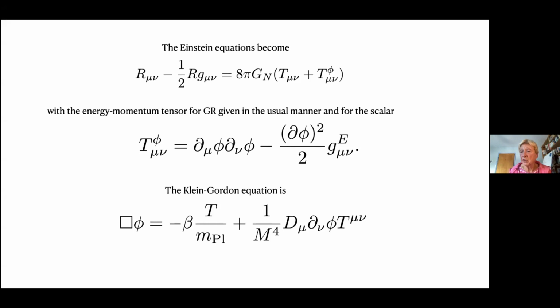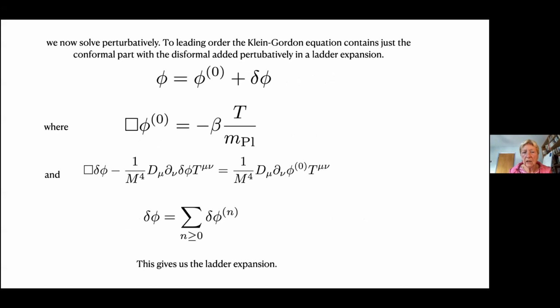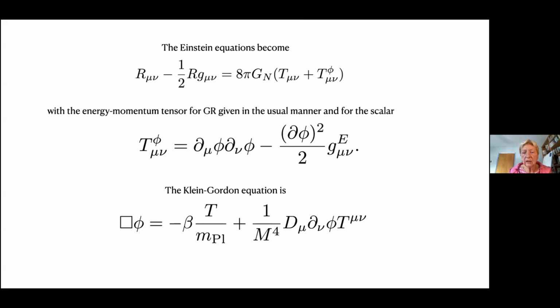It's now modified because of the coupling of the scalar field through the metric to matter. The Klein-Gordon equation is modified to include the trace of the energy momentum tensor of matter, T mu nu here. So this is the matter energy momentum tensor.